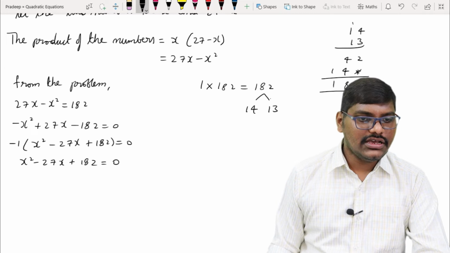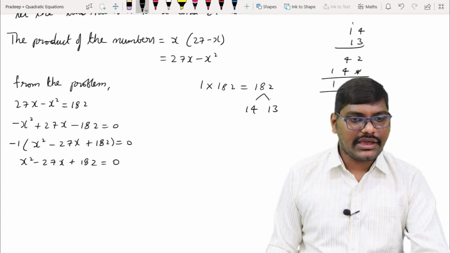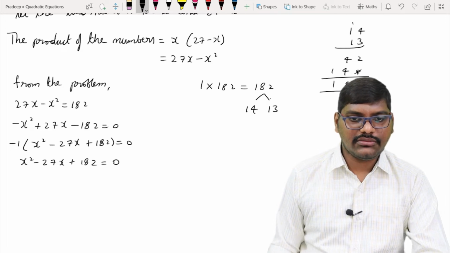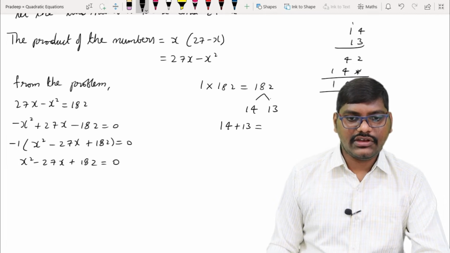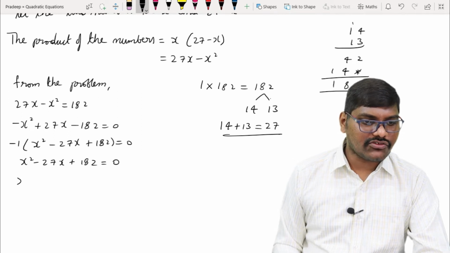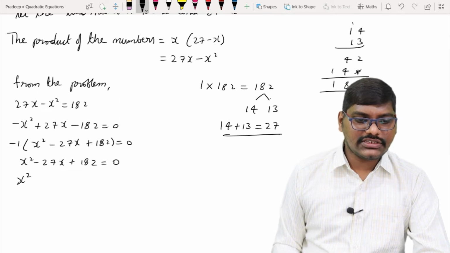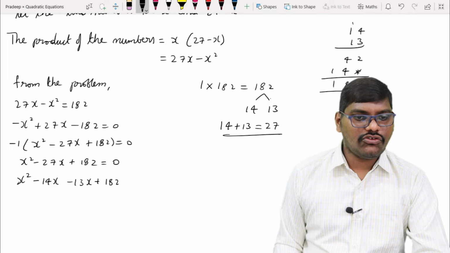So I can write here, for the middle term, let's check whether it is satisfying or not. Minus 14 and minus 13, that is nothing but 14 plus 13: 4 plus 3 is 7, 2 plus 1 is 3, that is 27. Perfect. So we will just write this as x square, minus 14x minus 13x plus 182 equal to 0.